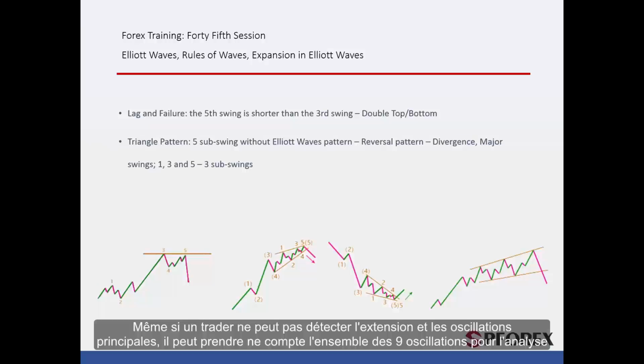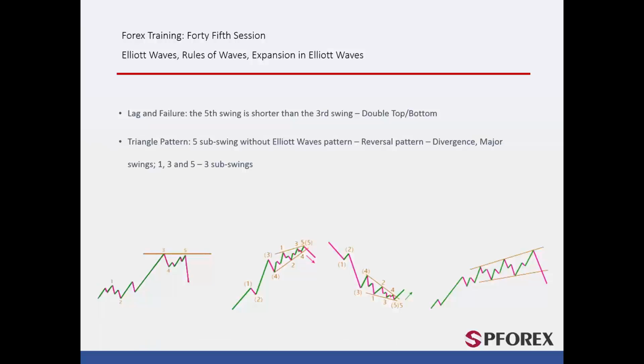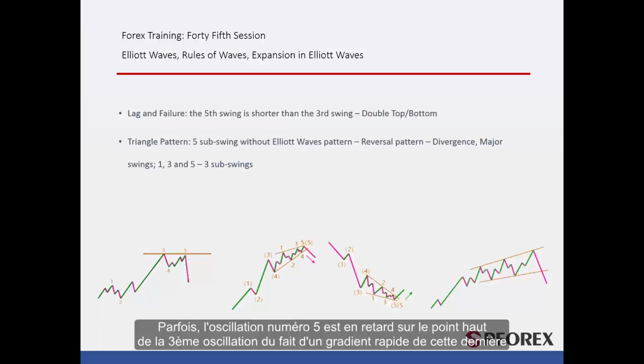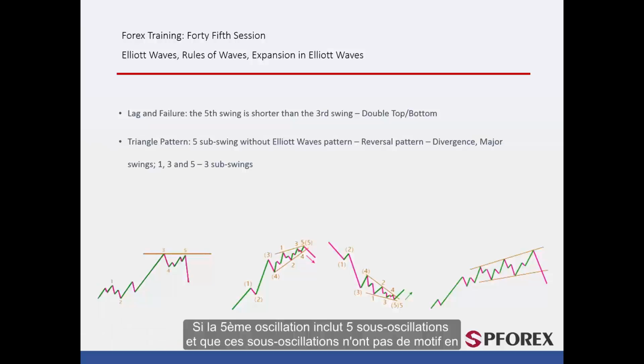Even if a trader could not detect the extension and main swings, he or she can consider the whole 9 swings in the analysis. Extension can occur on sub-swings too. Sometimes swing number 5 lags behind the third swing high point due to a rapid gradient of the third swing. Thus, traders can consider the third and fifth swing as a double top pattern, which produces a sell signal. If the fifth swing includes 5 subswings, and those subswings do not have Elliott waves patterns, then a trader can consider the swings as a triangle pattern.